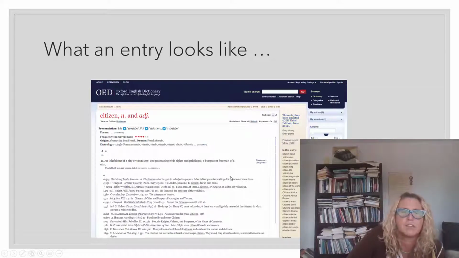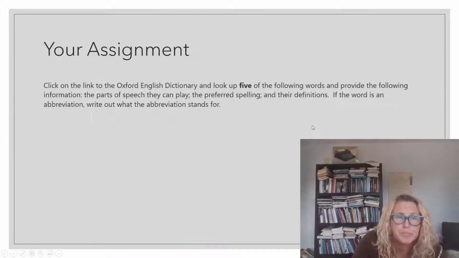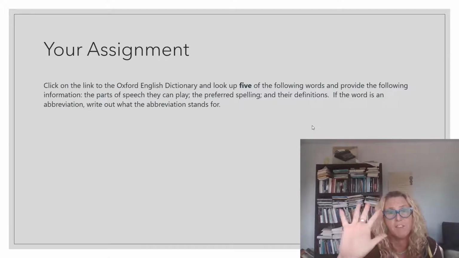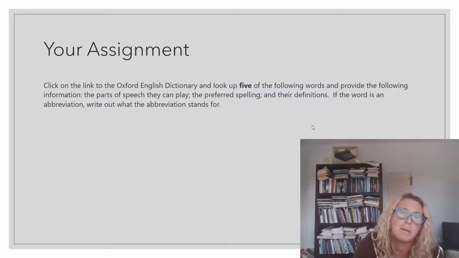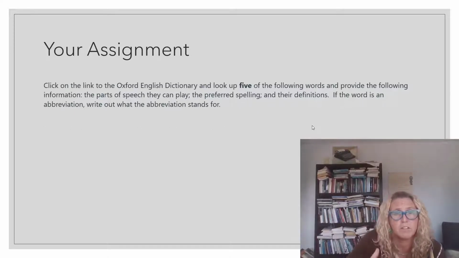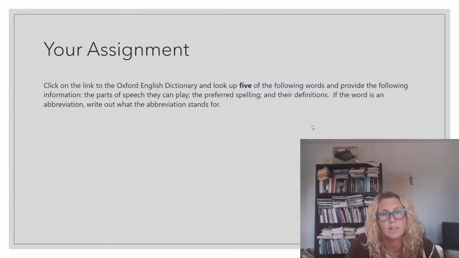All the funny spelling is from older documents. So your assignment, after you look up, there's a list of words posted under this week's content. And what I want you to do is look up 5 of those words, and I want you to provide the following information. I want you to give their definitions, and also which parts of speech they are in each of those definitions, what the preferred spelling is, and if the word is an abbreviation, I want you to write out what the abbreviation stands for.